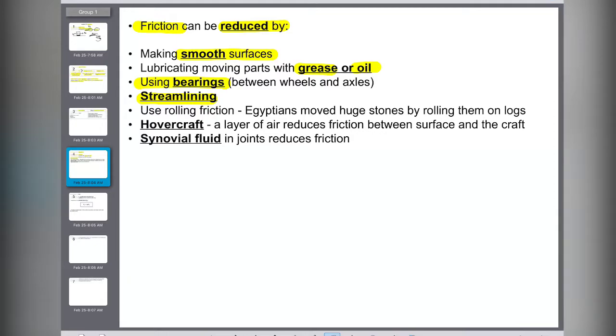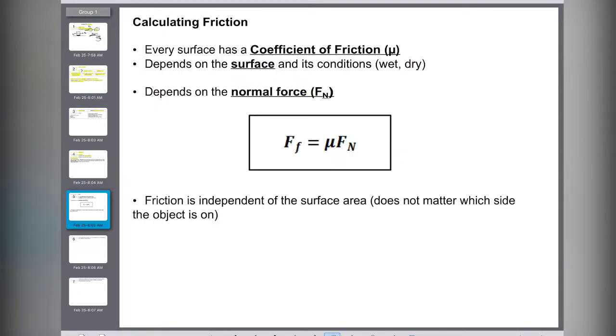Okay, use rolling friction. So Egyptians moved really big stones by putting logs under them. Hovercraft, right? With a hovercraft, you raise it up so the contact is reduced, so that you are reducing the friction. And sometimes the body uses synovial fluid to reduce the friction in the joints.